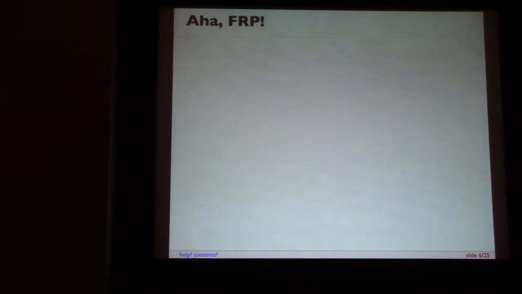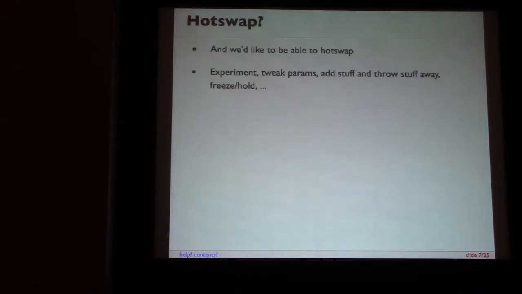This is the only content of this slide. Just: aha, FRP. I think if you walk into a room of programmers and say, I want to limit my global state, but I'd really like to do a lot of side effects, they'll say this. And as an additional constraint, I'd really like to do hot swap. So I'd like to experiment, create things, alter things as they're running.